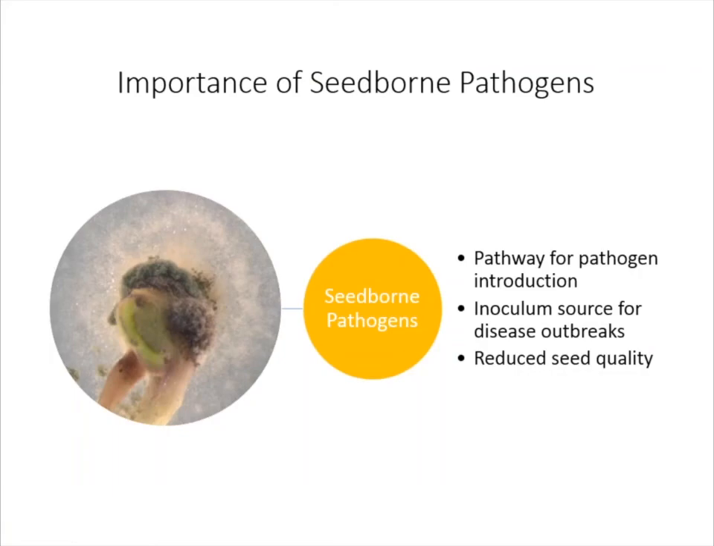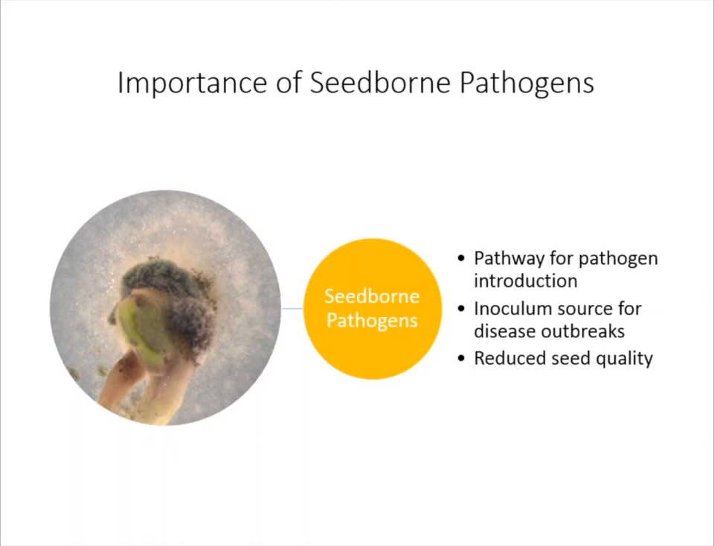Seedborne pathogens are important for three main reasons. First, infected seed can act as a pathway for a new pathogen being introduced into an area or region where it previously wasn't located. And this happens all the time, and this happened with cucumber seed, which was infected with cucumber green mottle mosaic virus in California about 2 years ago. And this virus occurs in many places around the globe, but it hadn't been in North America yet.